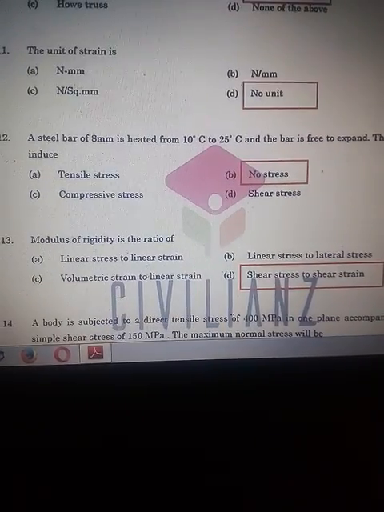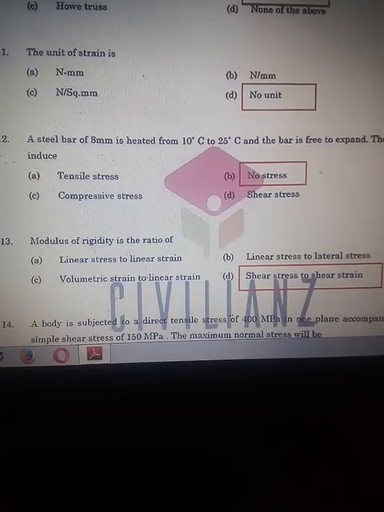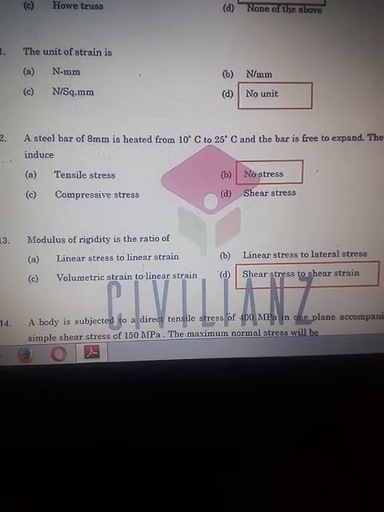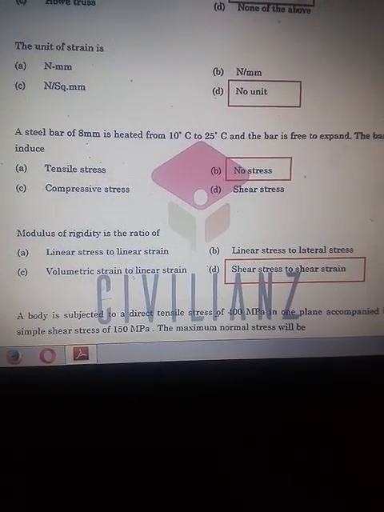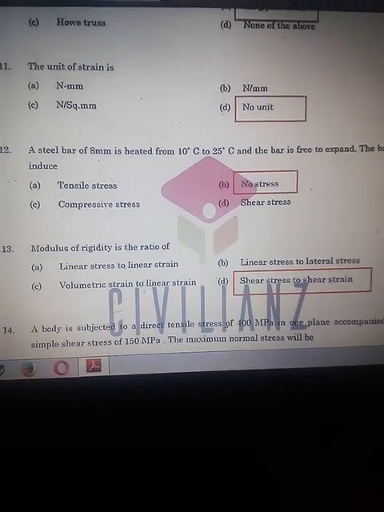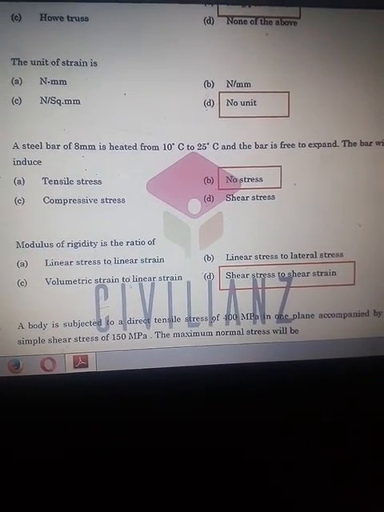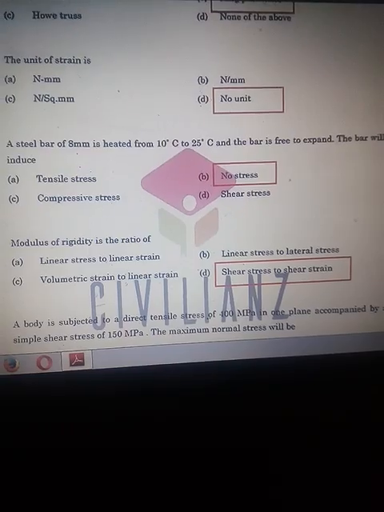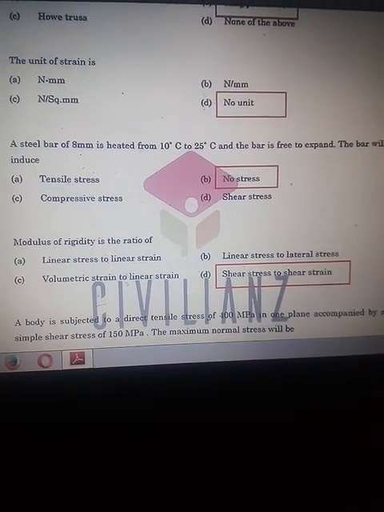Now next question. A steel bar of 8 mm is heated from 10 degrees Celsius to 25 degrees Celsius and the bar is free to expand. The bar will induce tensile stresses, compressive stresses, no stresses and shear stresses. As this bar is free to expand, there will be no stress produced. So the right answer of this question will be B.